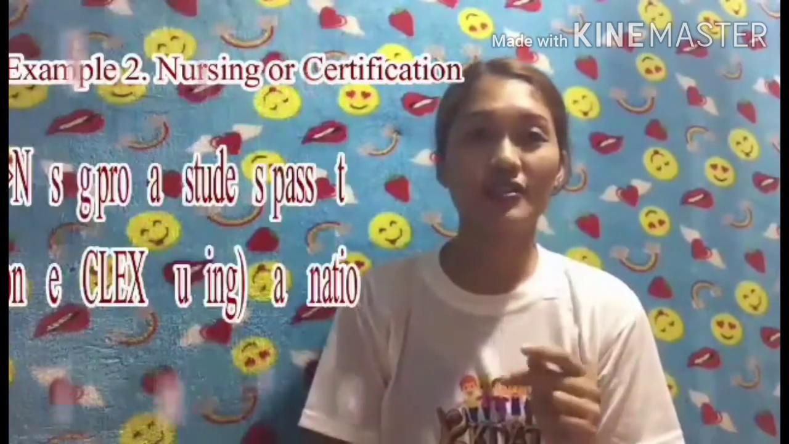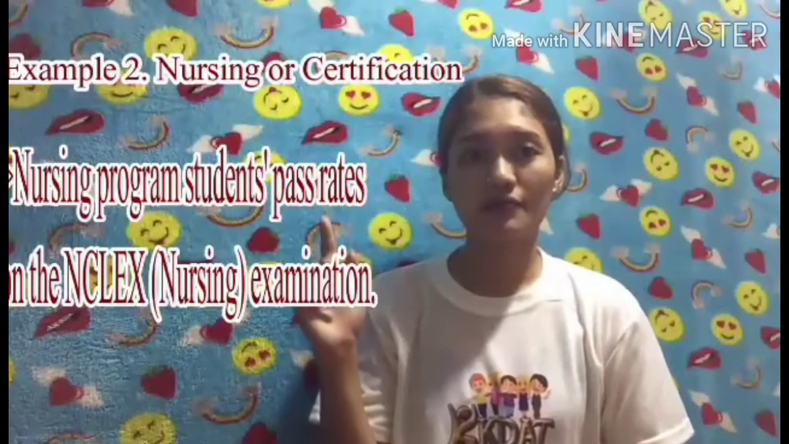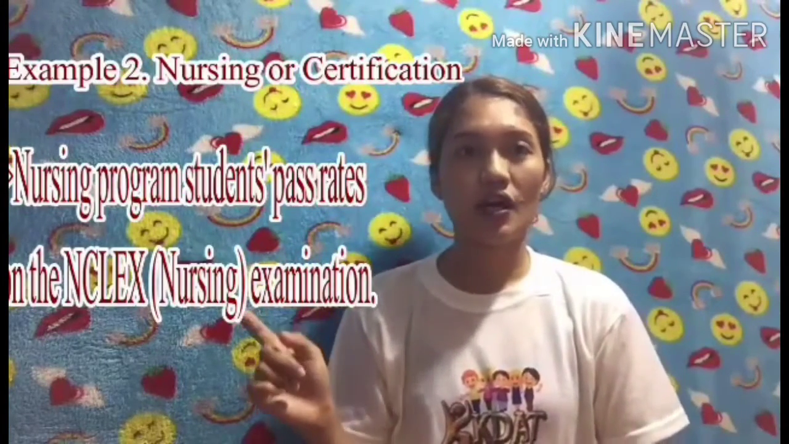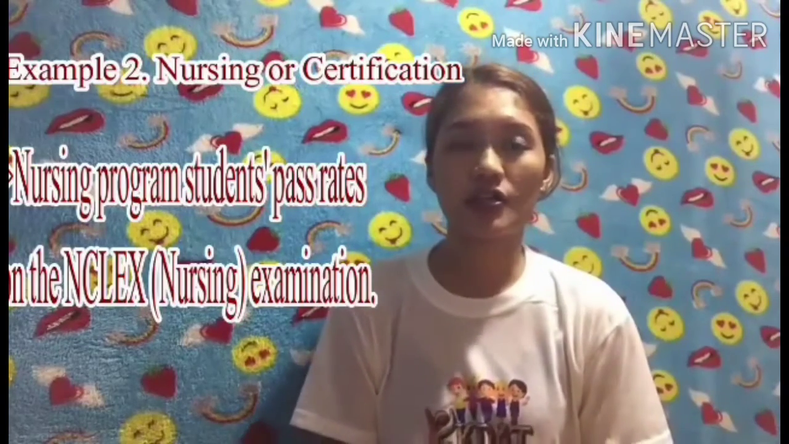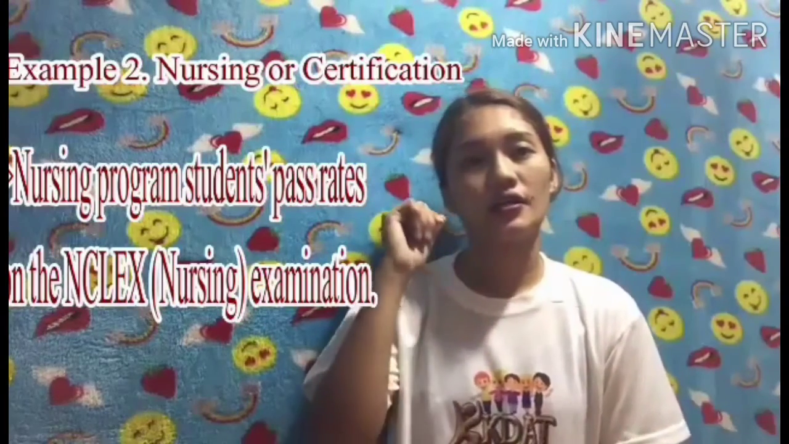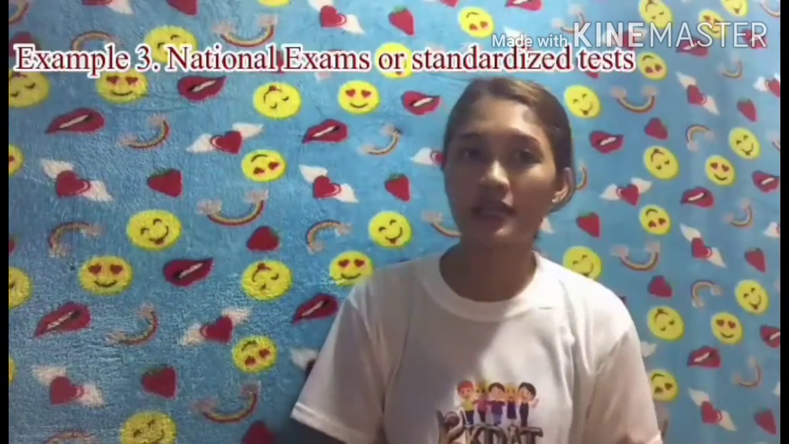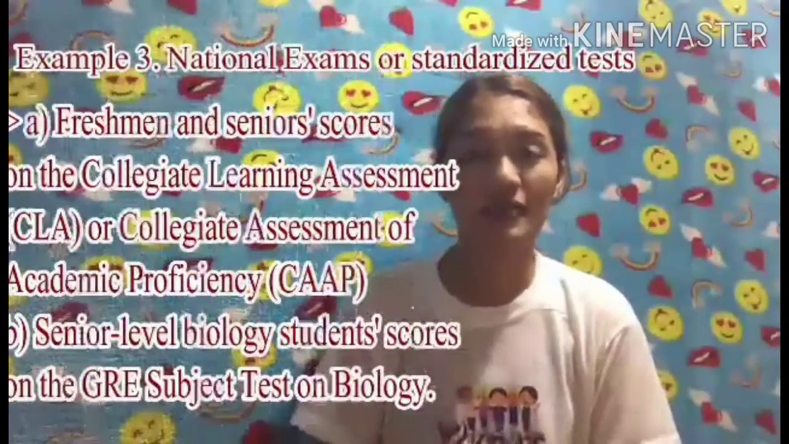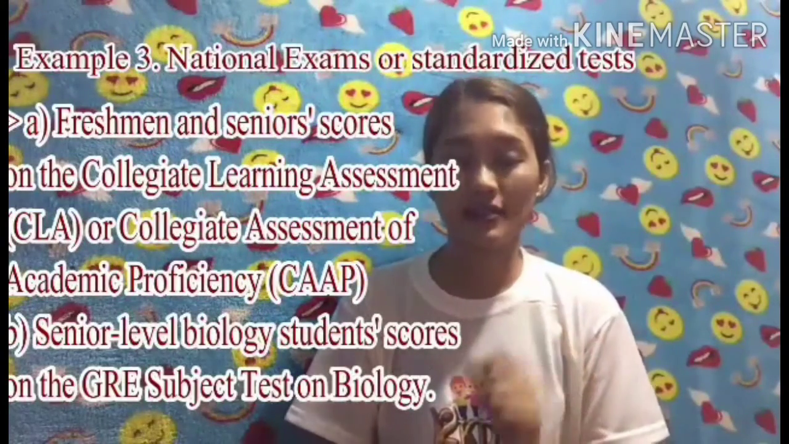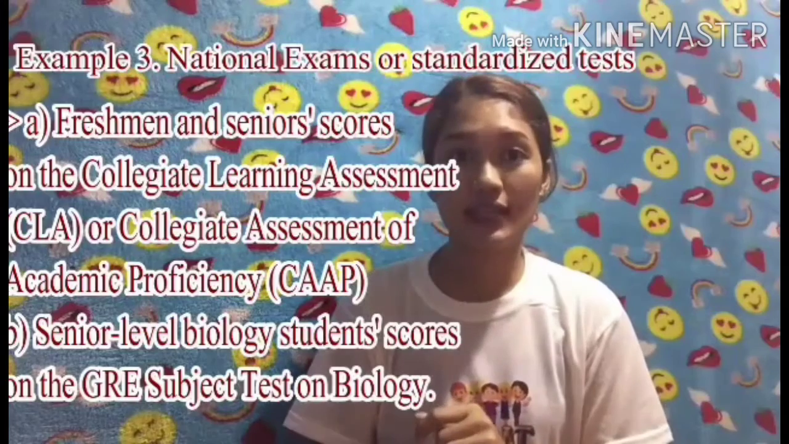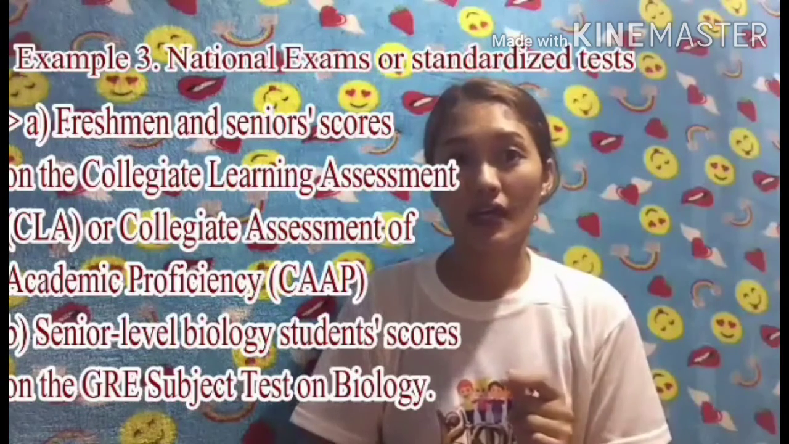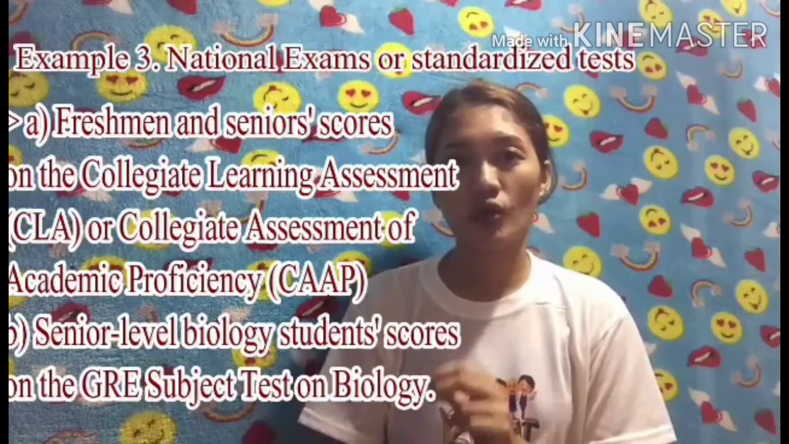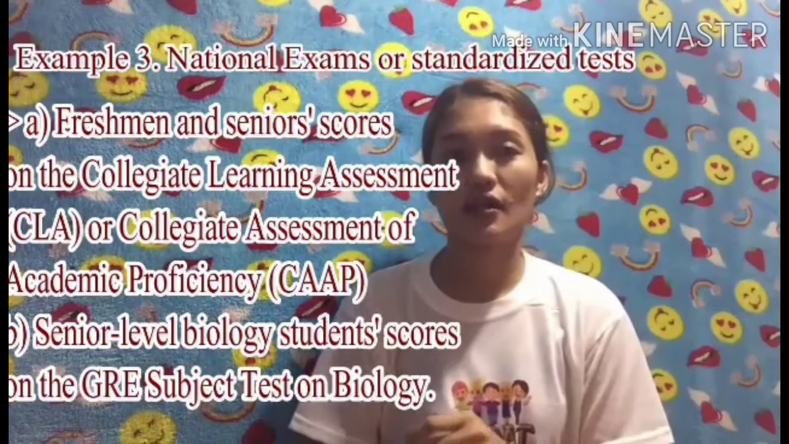So the number 2 example is licensure or certification. Nursing program students' pass rates on the NCLEX or nursing examination. Then the third example is the national exams or standardized tests. Freshmen and seniors' scores in the College Learning Assessment or CLA, or College Assessment of Academic Proficiency or CAAP. Senior level biology students' scores on the GRE subject test on biology.